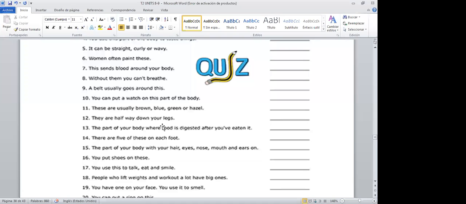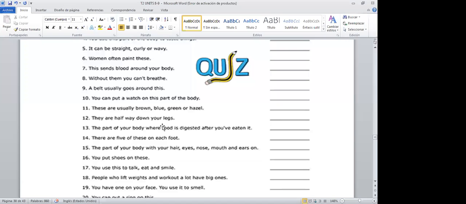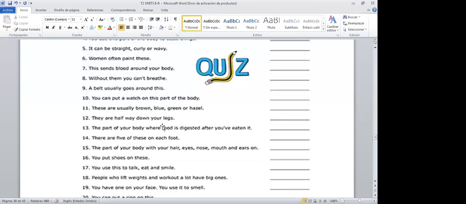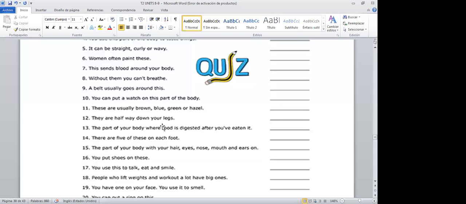14. There are 5 of these on each foot. That's easy. Toes? Yes, toes. 15, the part of your body with your hair, your eyes, your nose, your mouth, your ears. Face. Head? Your head. It is your face. Your head, because we're talking about your hair.